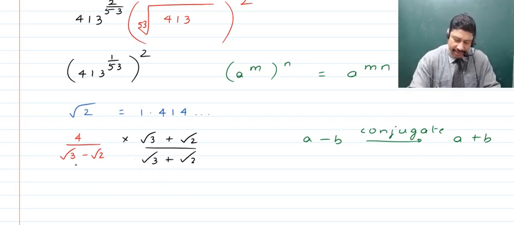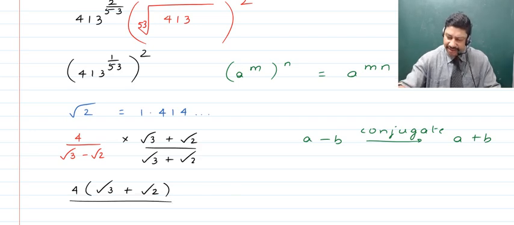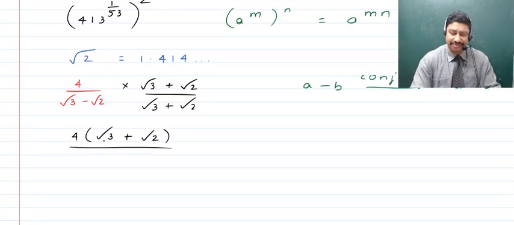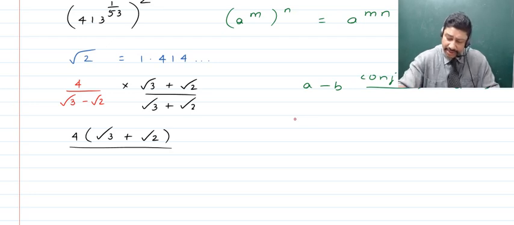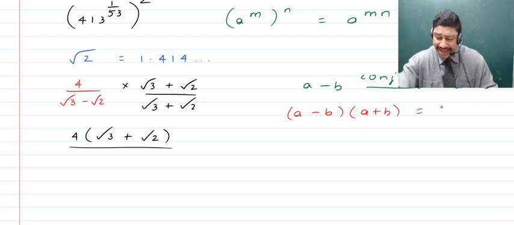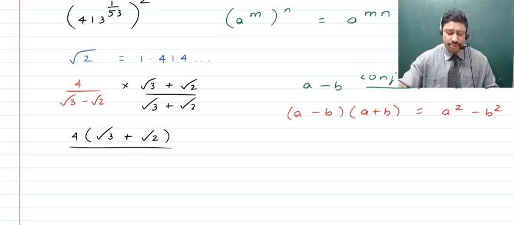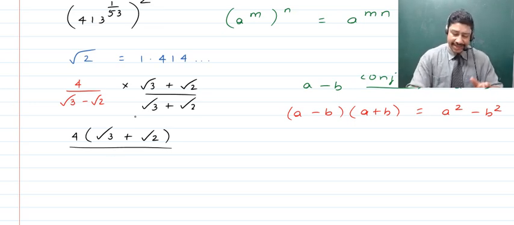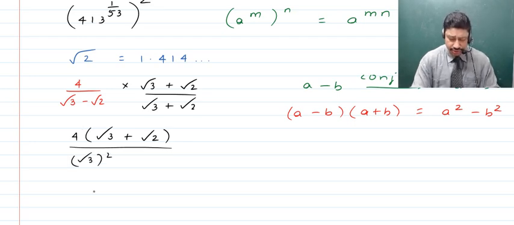Let's see how. This is then going to become equal to 4 times of root 3 plus root 2, and in the denominator we have something like a minus b times of a plus b. Quickly be reminded that if you have something like a minus b which gets multiplied with a plus b, I'm sure you studied this in algebraic identities, that this is a square minus b square. So in the denominator we will have a square, that is root 3 square, minus b square, that is minus root 2 square, right?